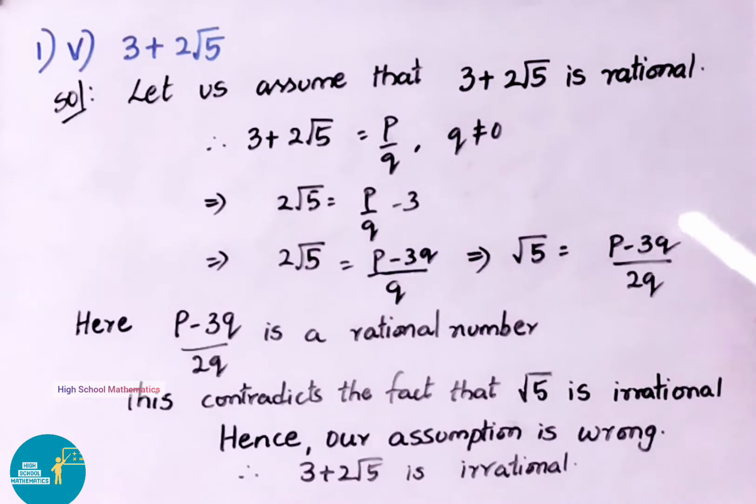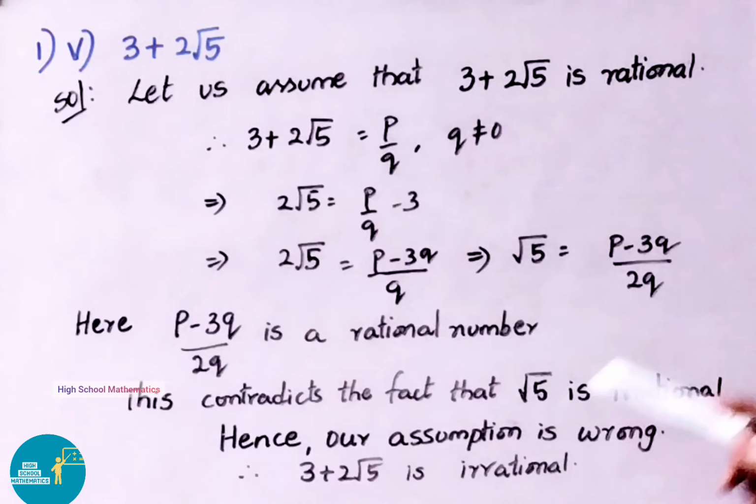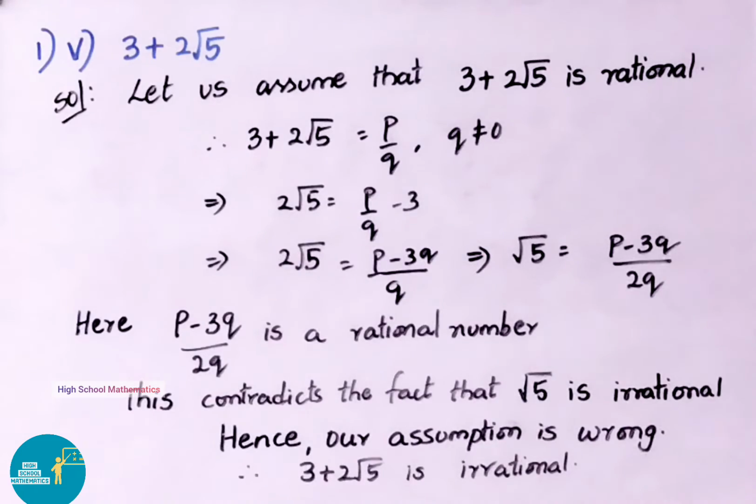Here this value p minus 3q by 2q is in the form of p by q, so it is a rational number. We know that root 5 is an irrational number, but here this value is a rational number. This contradicts the fact that square root of 5 is irrational. Hence our assumption is wrong. Therefore we can say that 3 plus 2 root 5 is irrational.